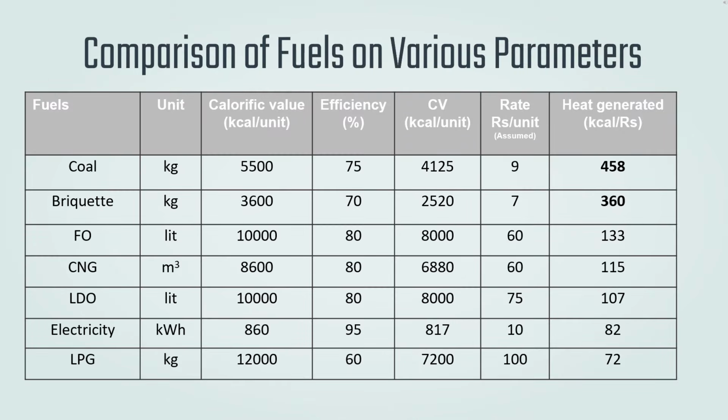In this slide, we have done a comparison of various fuels on parameters such as calorific value, efficiency and heat generated. The first one is coal, and it has a calorific value of 5500 and an efficiency of 75%. It gives an effective calorific value of 4125, and if it has a rate of 9 rupees per kg, the heat generated through it is 458 kilocalories per rupee.